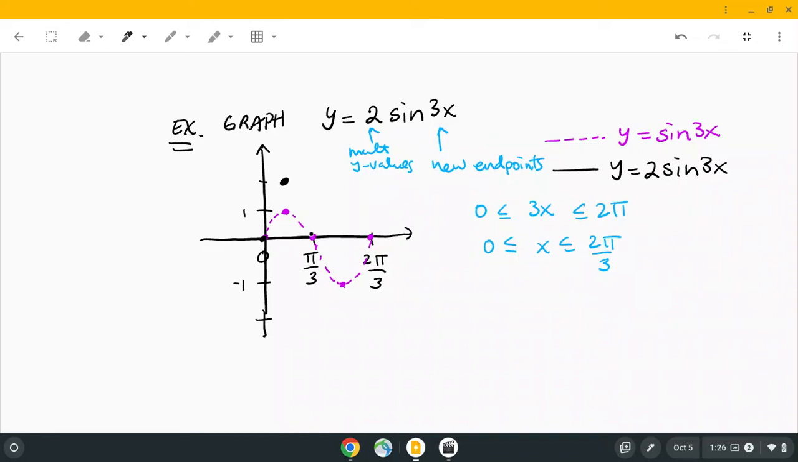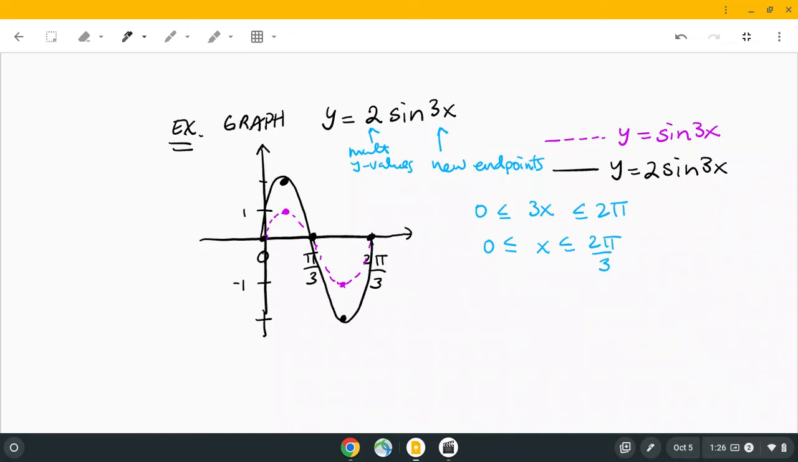Here the y value is 0. 0 times 2 is 0. Down here, -1 is the y value. -1 times 2 is -2. This gets stretched down to here. And here the y value is 0. 0 times 2 is 0. So here is my final graph.